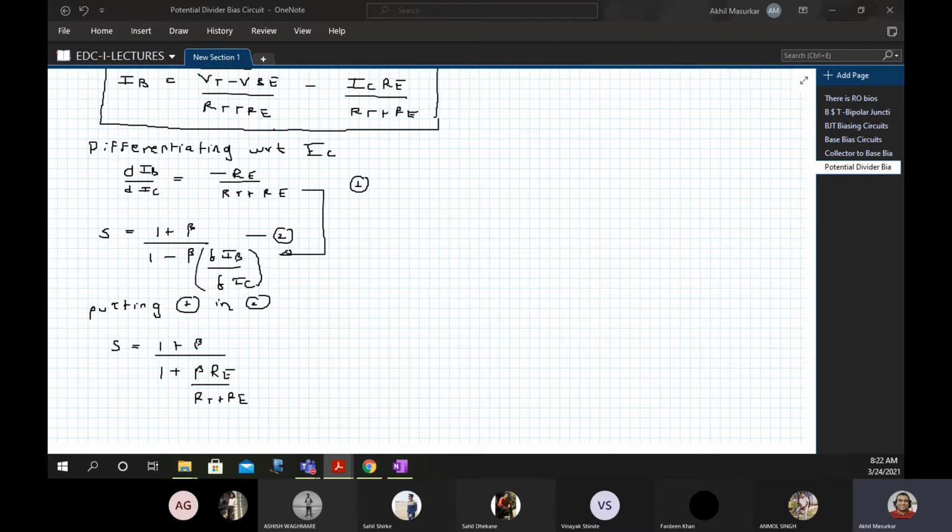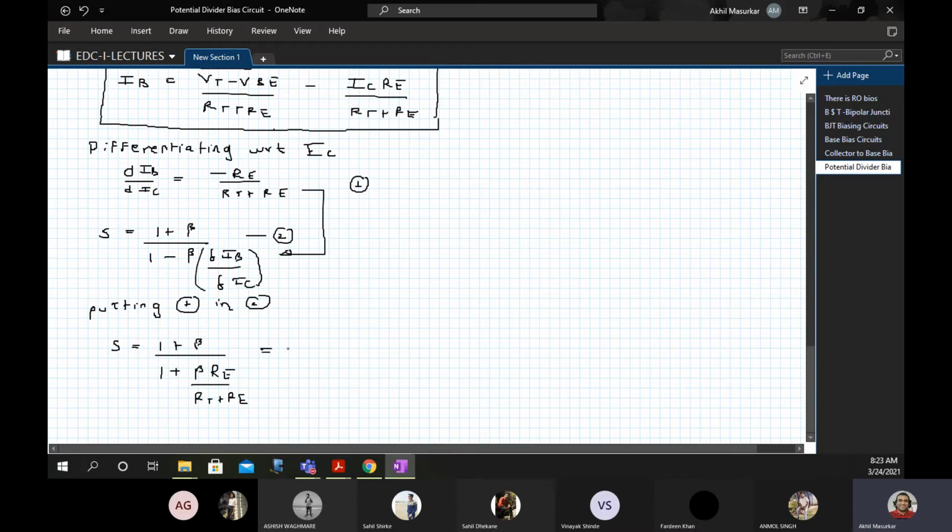So that's what we can write. And now what I'll do is just expansions, nothing else. So this I can write as 1 plus beta into RT plus RE, this entire thing upon RT plus RE into 1 plus beta times of RE. Okay, so now we'll just expand this a bit.